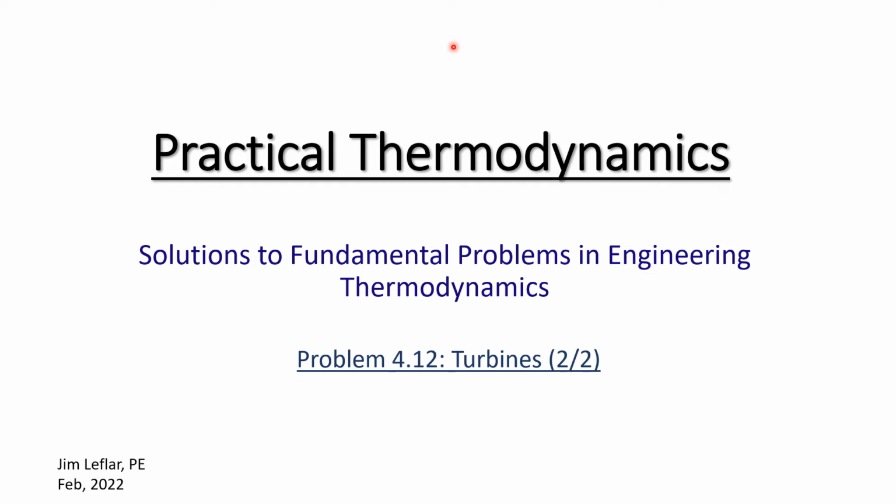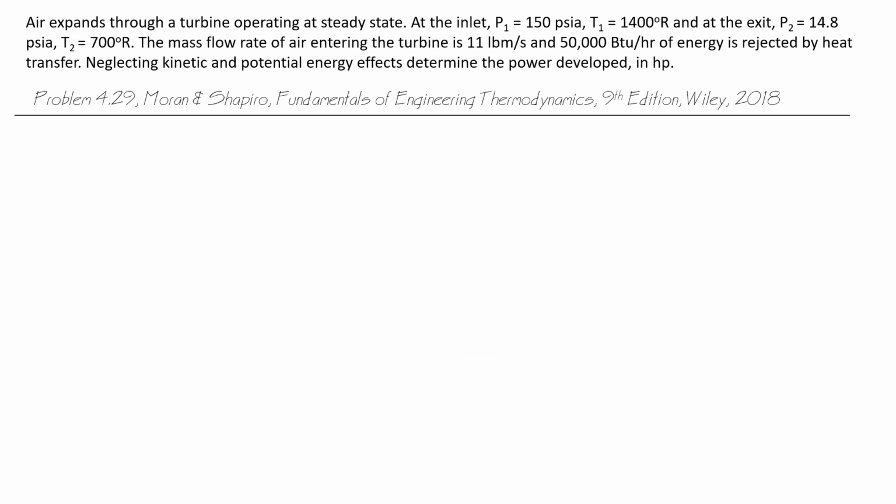Let's solve a second turbine problem. This one will make an air turbine. Air expands through a turbine operating at steady state. At the inlet, P1 is 150 psia, T1 is 1400 degrees R, and at the exit, P2 is 14.8 psia, T2 is 700 degrees R.